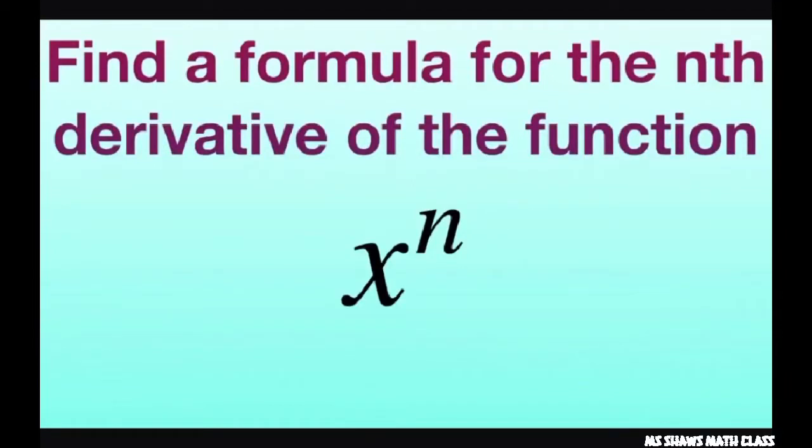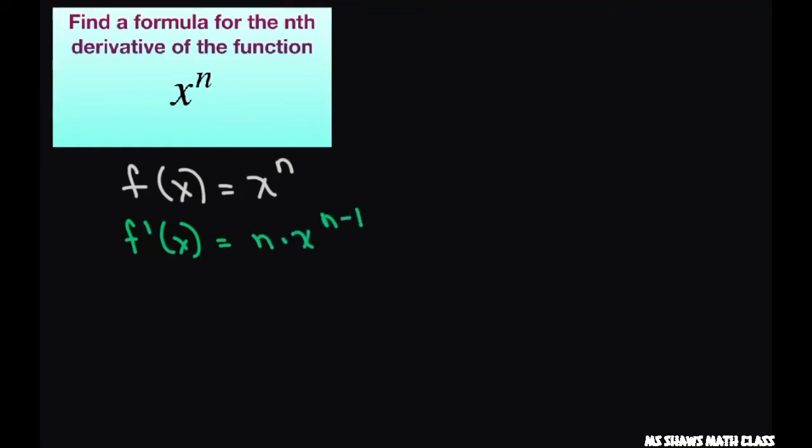Everyone, we're going to find a formula for the nth derivative of the function x to the power of n. So let's write f of x equals x to the power of n. Now for our first derivative, we're going to get n times x to the power of n minus 1.